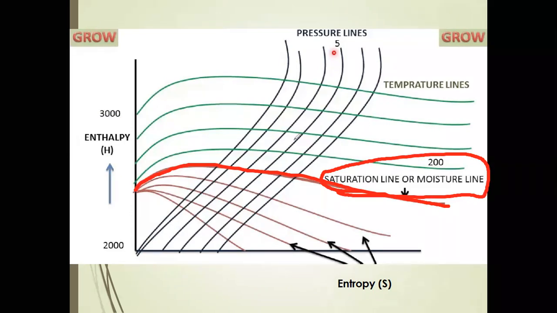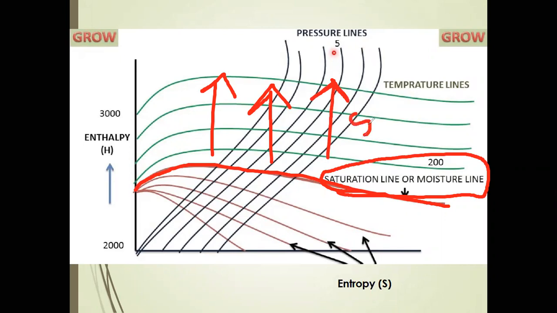And above this dry steam line, the whole region is the superheated steam region. The whole region above this is the superheated steam region. And we all know that the main parameter of the superheated steam is the temperature.